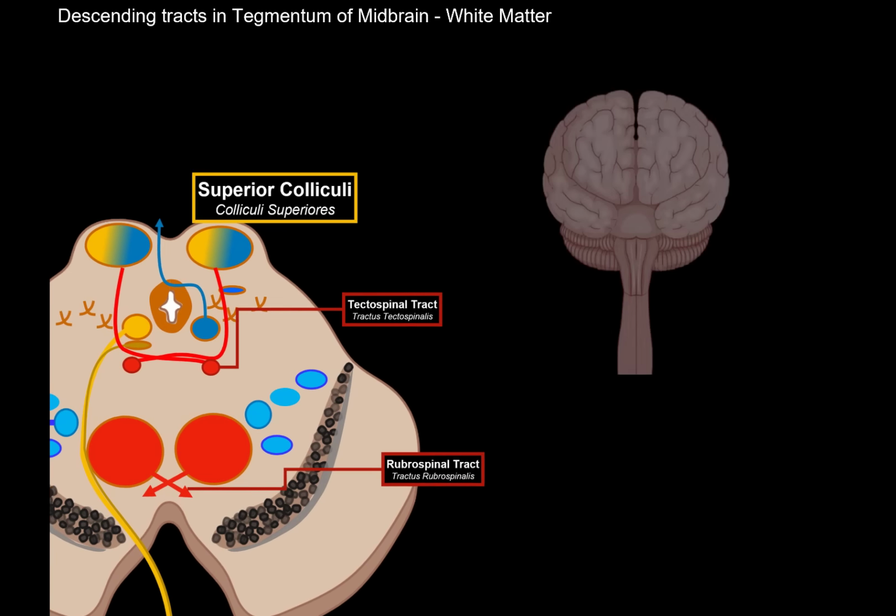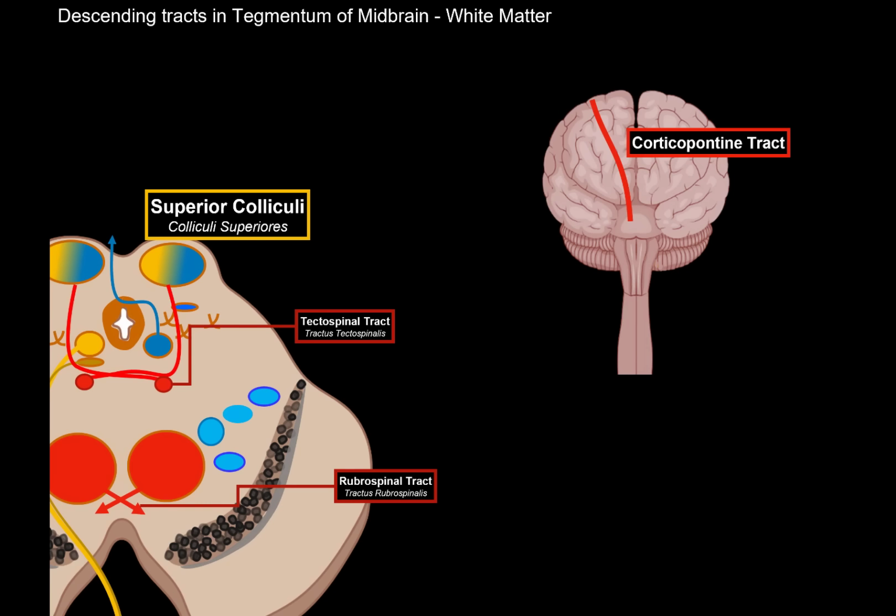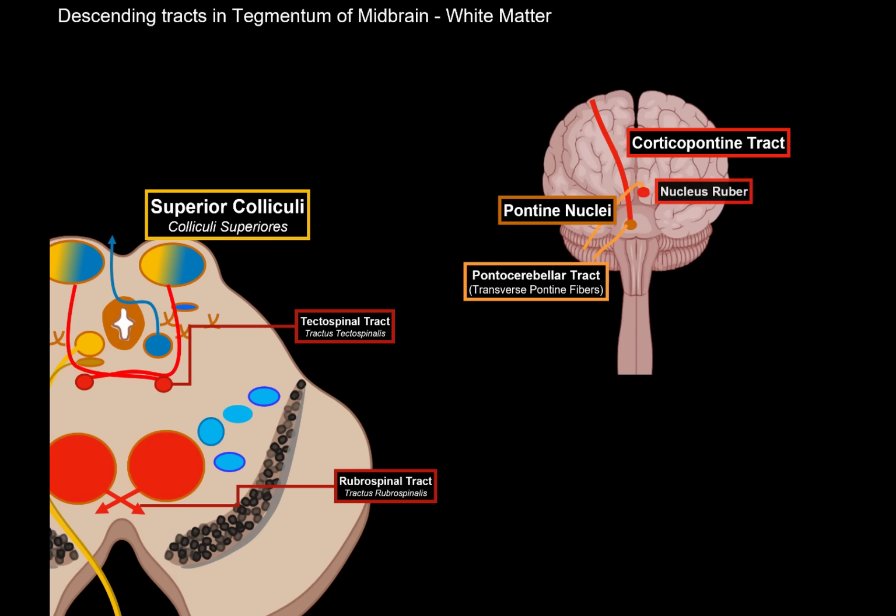Remember, from the cortex, the corticopontine tract will synapse with the pontine nuclei of pons. After that, fibers will go to the cerebellum as the pontocerebellar tract. Then they will go to the nucleus rubri as the cerebello-rubral tract. And then from the nucleus rubri, the rubrospinal tract will cross and then descend towards the spinal cord and then to the muscles to coordinate and support voluntary muscle movements.